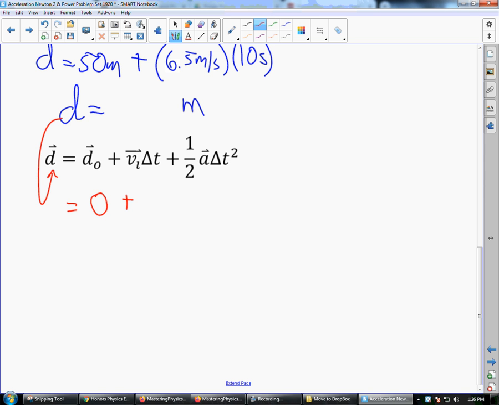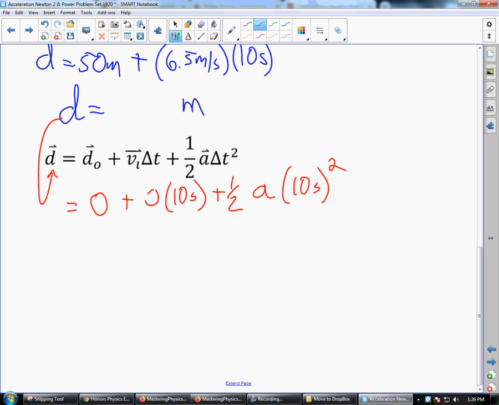Its initial velocity, I think it started from rest, didn't it say? It moved for 10 seconds. Now it was speeding up, so is the acceleration in the direction of the velocity or opposite the velocity? In the direction of the velocity. So I'm expecting a positive value. Great. And then 10 seconds squared.